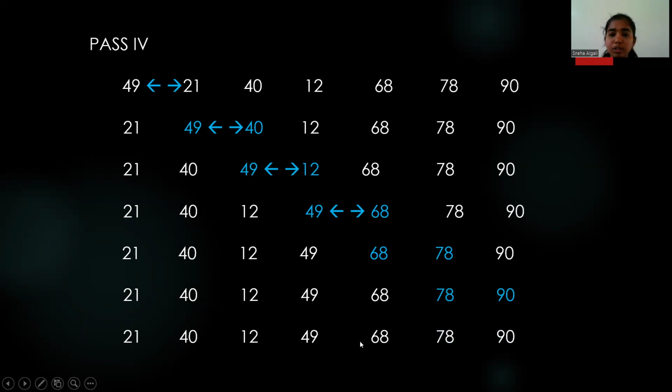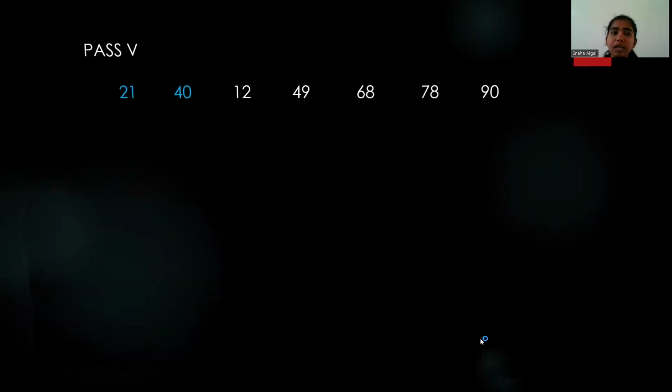Now J has reached its maximum position, that is 6. So we skip the inner loop and we go to the outer loop again, where I is equal to 4 now. So when I is equal to 4, J is equal to 0 and J is equal to 1 are compared. Since 21 is lesser than 40, there will be no change in the array.